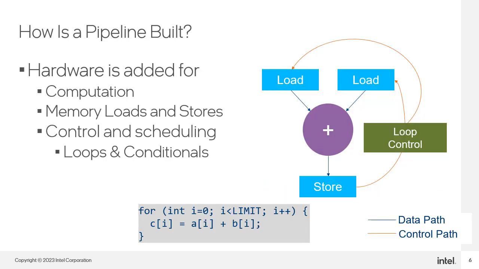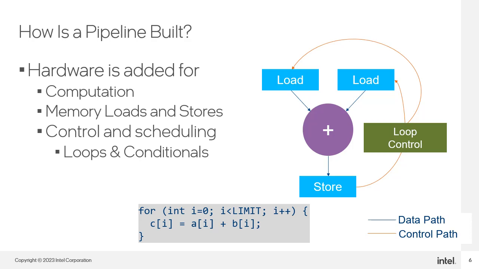So, how is a pipeline built? Depending on the kernel code, hardware is built into a custom pipeline. Hardware is added for computation, memory loads and stores, control, and scheduling. A pipeline typically has many stages, as many as 200. This picture shows a very simplified pipeline built for the kernel code, which is a vector addition. For this design, an adder for carrying out the computation, a load unit, and a store unit are required, and this is built into the pipeline as shown in the figure.